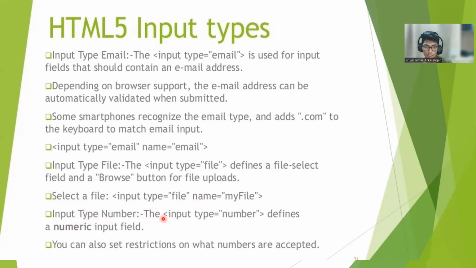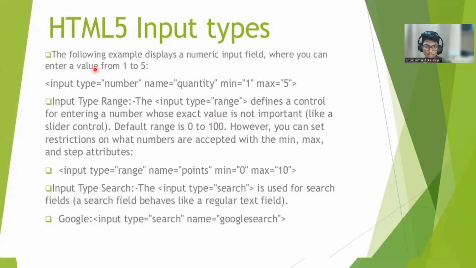Then the input type is number. Here it specifically takes a numeric number. You can also set your restriction on what numbers are accepted. For example, if you want to take the value only from 1 to 5, take the input type as number and name it as quantity, suppose. The minimum value will be 1 and the maximum value will be specified as 5.